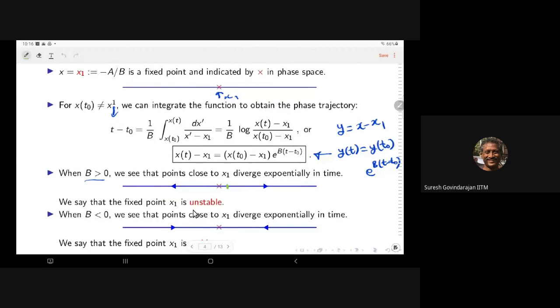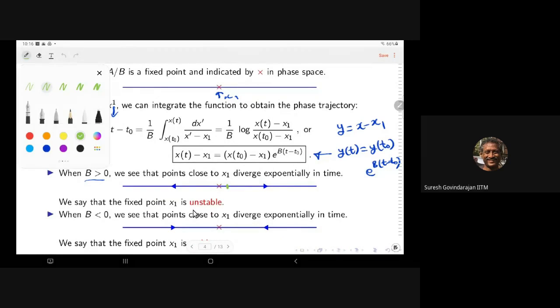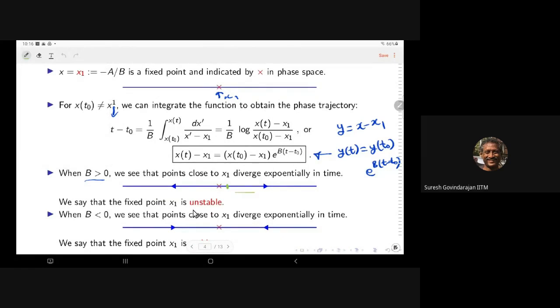Okay, so we were looking at this particular case. What happens is b is greater than 0, at some later time it will move in this direction. It will move away, and it will exponentially go away, far away. You can see that it really doesn't matter where this green point is, as long as it's on the right side of this red point, the fixed point, it will go to plus infinity. Similarly, if you consider a point on the left side, it will go off to minus infinity. Is this clear?